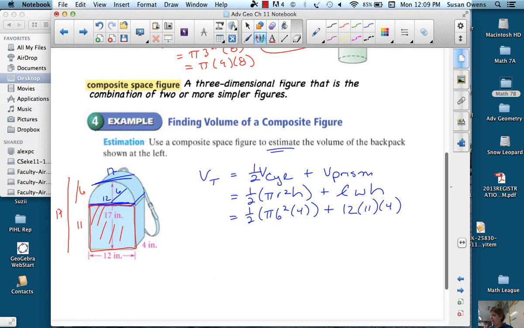Now it says estimate, so I am going to put this one in my calculator, but let me simplify it. This is going to be 36 times 2, so I get 72 pi plus 12 times 44, 528. And if I do 72 times pi plus 528, I get about, and I'll round it to the nearest whole number, about 754 inches cubed.